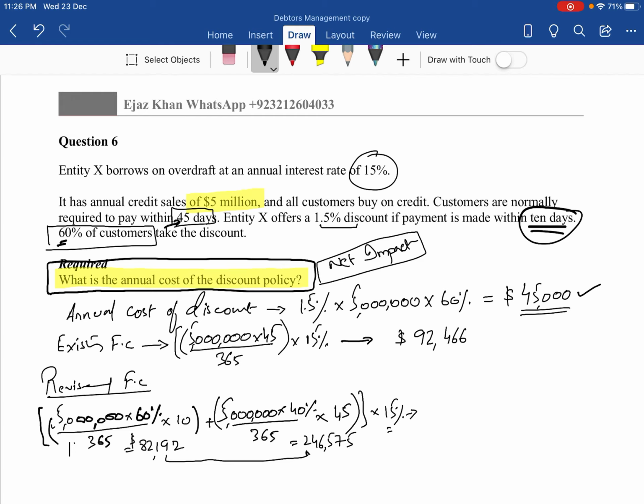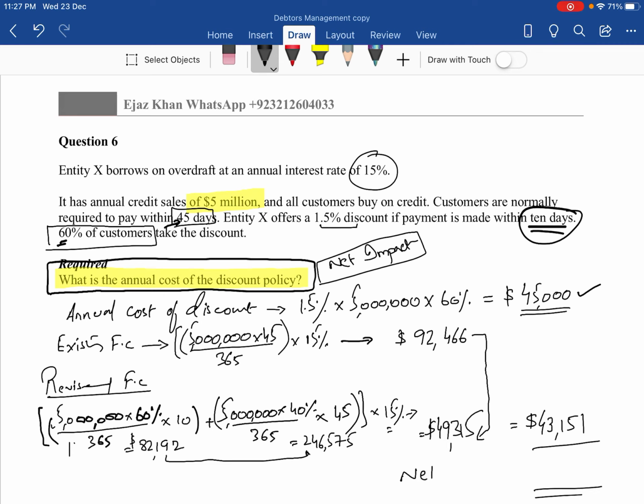82,192 plus 246,575. It's 328,767, and just take 15% of this figure. So the revised finance cost will be 49,315. So there is a saving in the finance cost, and that is 92,466 minus 49,315. So it's a saving of 43,151, whereas the cost of discount is higher.